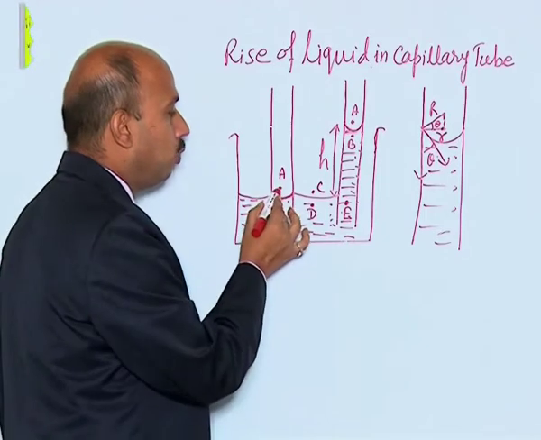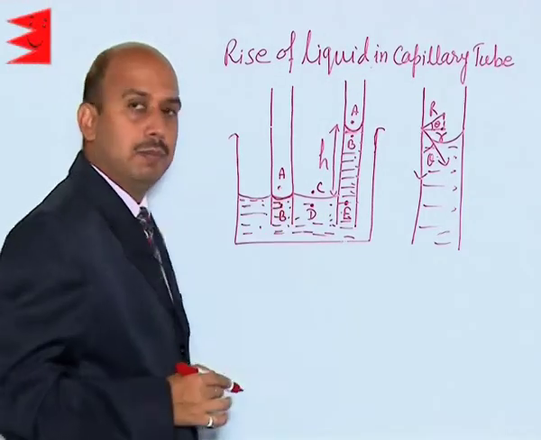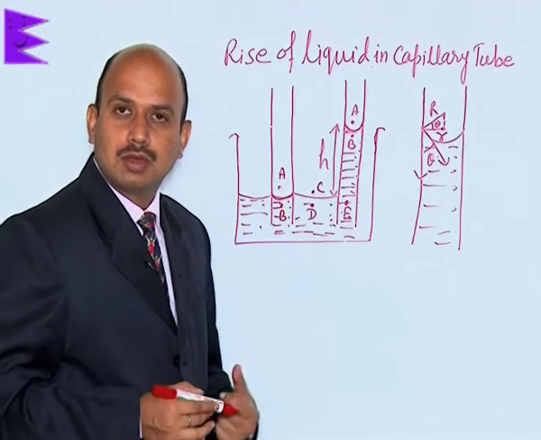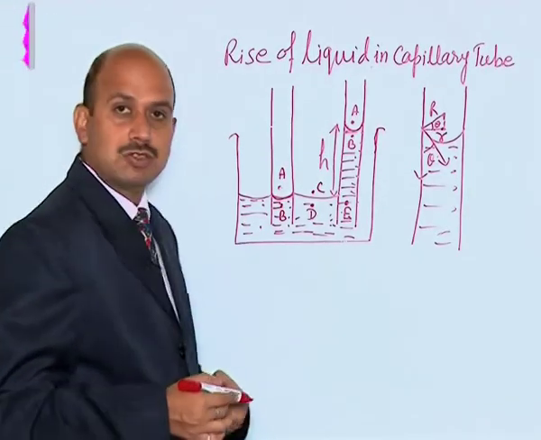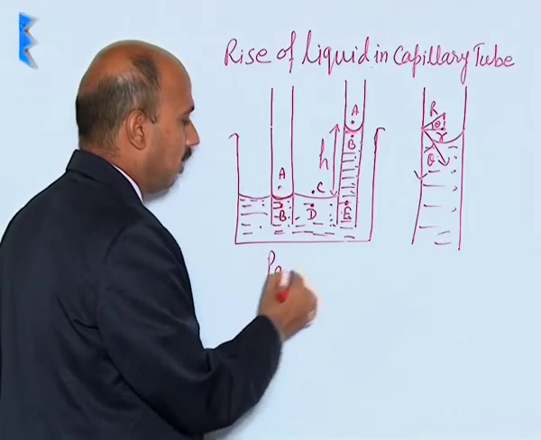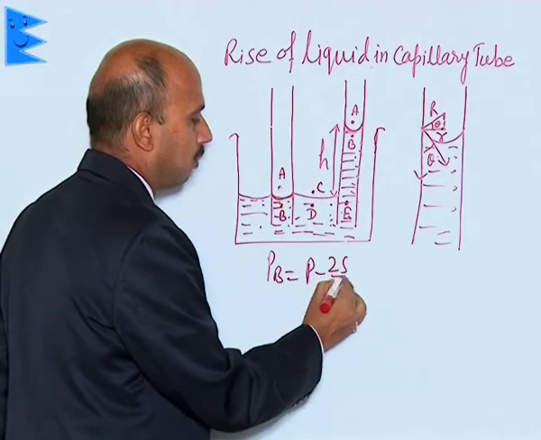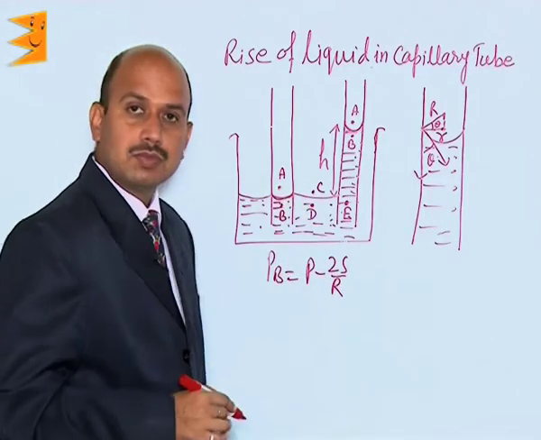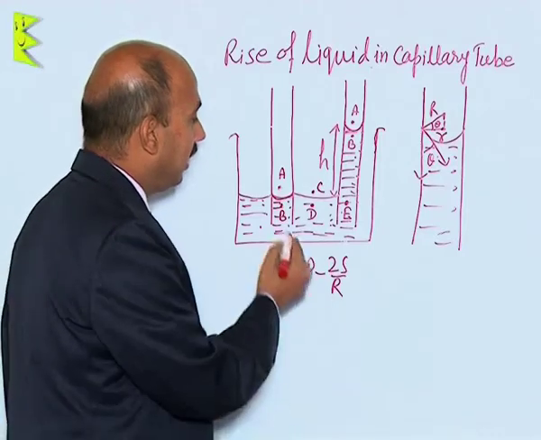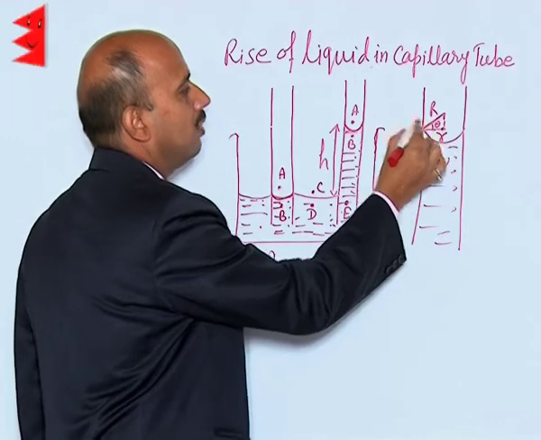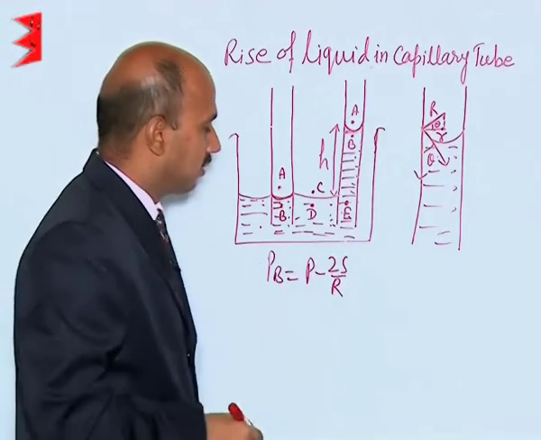Now there are 2 points, A and B. B is inside the convex side and A is on the concave side. At A there is an excess pressure. So pressure at B is P minus 2S upon R, where P is atmospheric pressure and R is the radius of the liquid meniscus, which I have shown here. So R is the radius of the liquid meniscus.